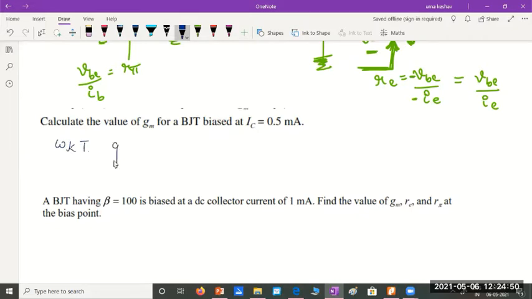What's the expression for gm? What is the standard expression for gm? IC by VT. Yes, IC by VT. What is VT? VT is supposed to be the volt equivalent of temperature, which is approximately 26 millivolts. I think it will come to 25.6 or 25.8, so approximately 26 millivolts. IC is given as 0.5 milliamps. So you should calculate and tell me how much this will be.